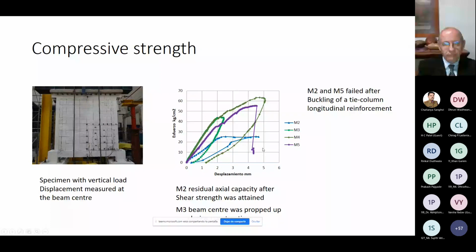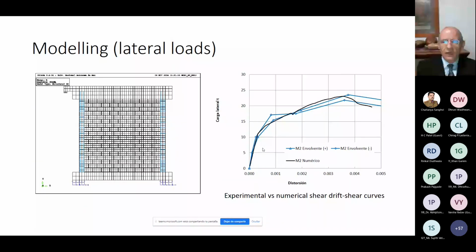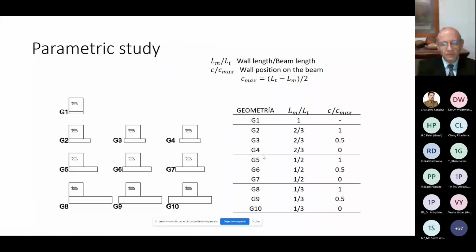This is the modeling with all the information that we gathered from the materials and experiments. We checked the experiments against the numerical models, and the comparison was very good, also for the actual case. And then we performed a parametric study varying the position of the wall on the beam, and also the length of the wall compared to the length of the beam. Those were the parameters, the length and the position.